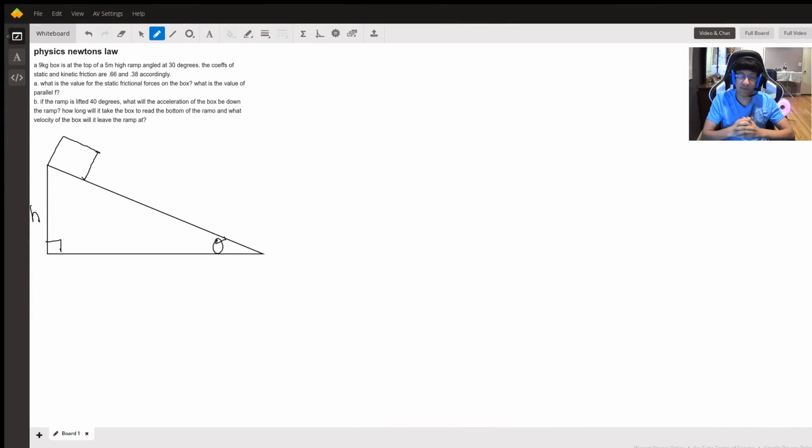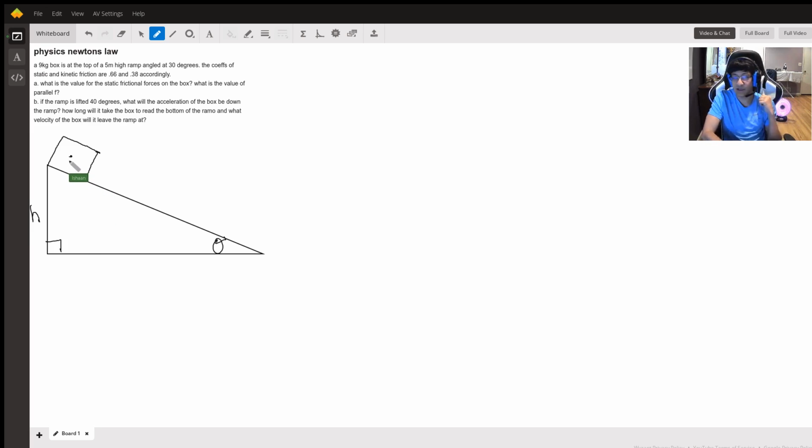Okay, so here we have a problem involving a box and an inclined plane. Usually in these problems, the first thing that you want to do is draw a diagram, which I have here. And once you do that, you want to draw a free body diagram for the block to try to figure out some of the quantities dealing with it.